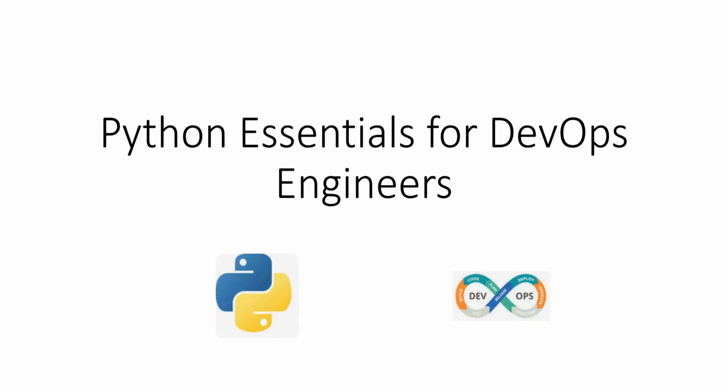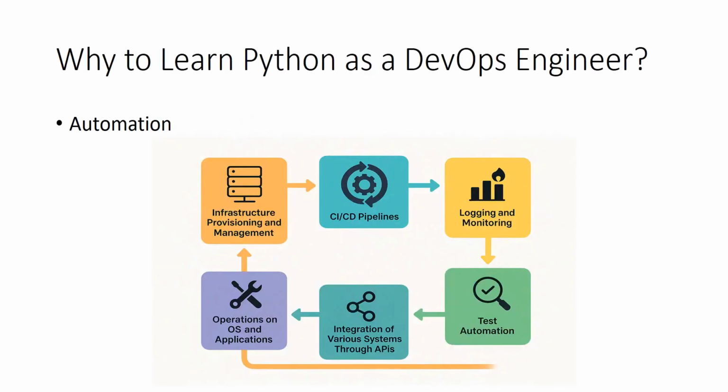In this series of videos, I would like to explain the essentials of Python for DevOps engineers. Before going to learn about the essentials of Python, we need to know why exactly we need to learn Python as a DevOps engineer. The reason is automation. Automation is an essential skill for every DevOps engineer. We do automation in most of the projects as DevOps engineers on a daily basis.